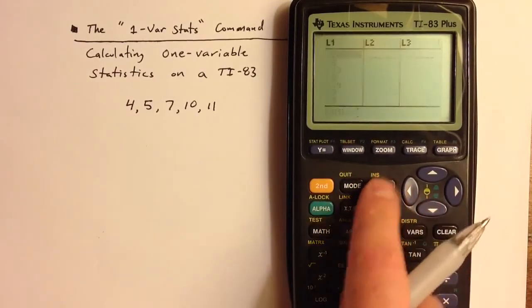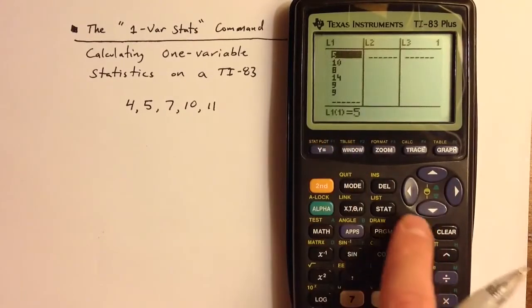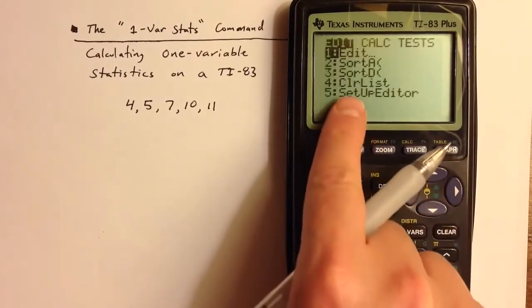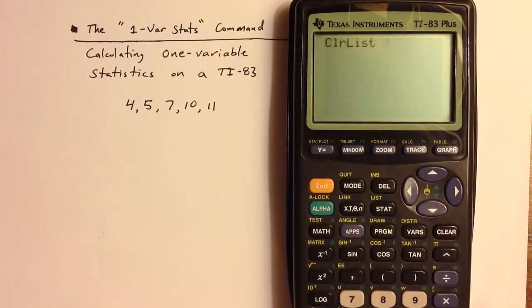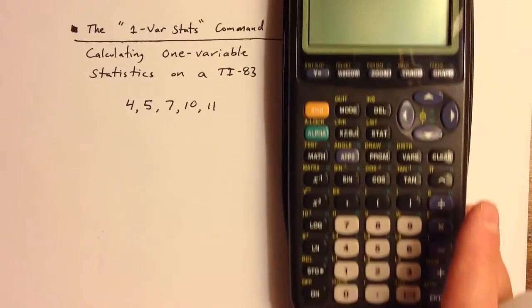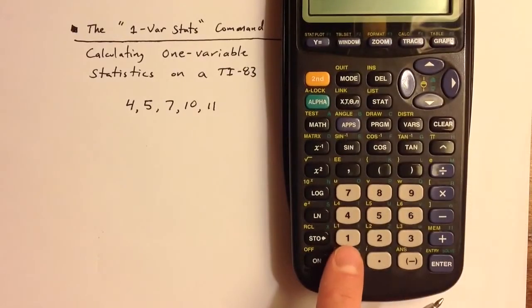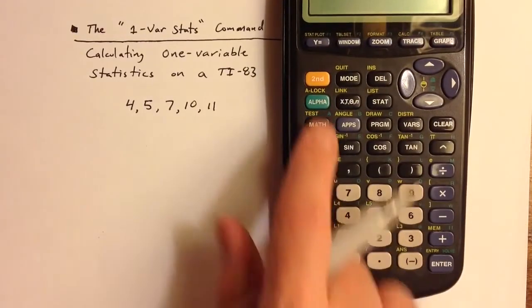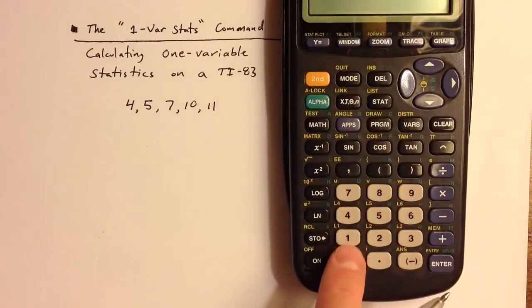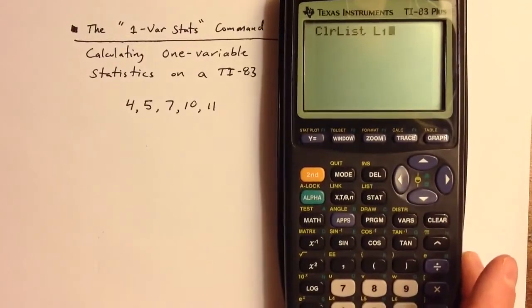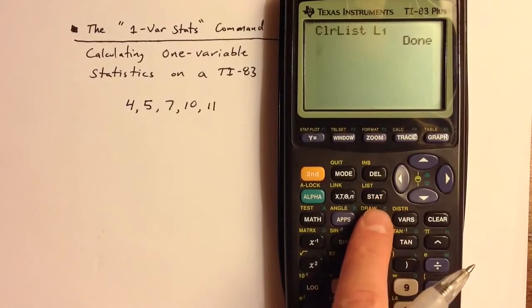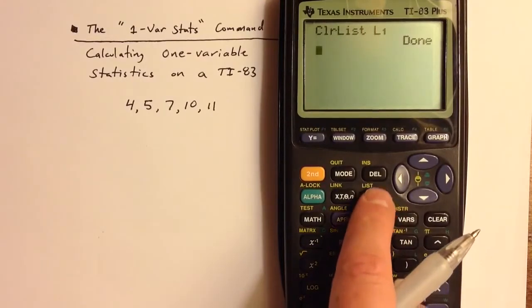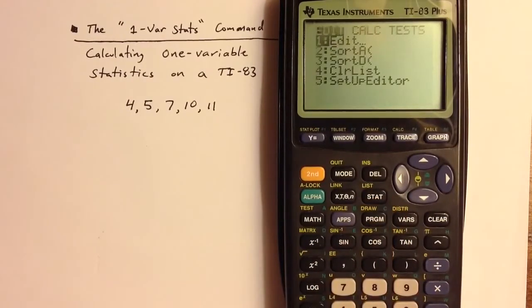Or if there are lots of values, if I'm not sure how many are there, I can go back to the stat key and choose clear list, number 4. If I choose clear list, I need to tell it what list to clear the data from. And the data that we saw there was in list 1, so if I hit second and then choose list 1 by pressing 1, it'll complete the command, and I can hit enter and it will have cleared the data from that list.